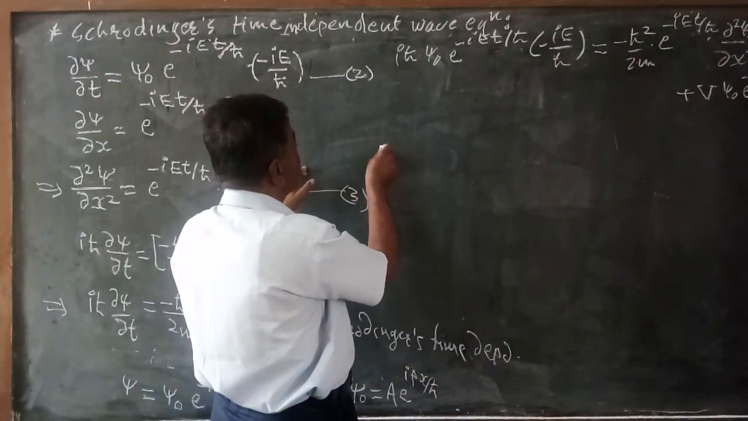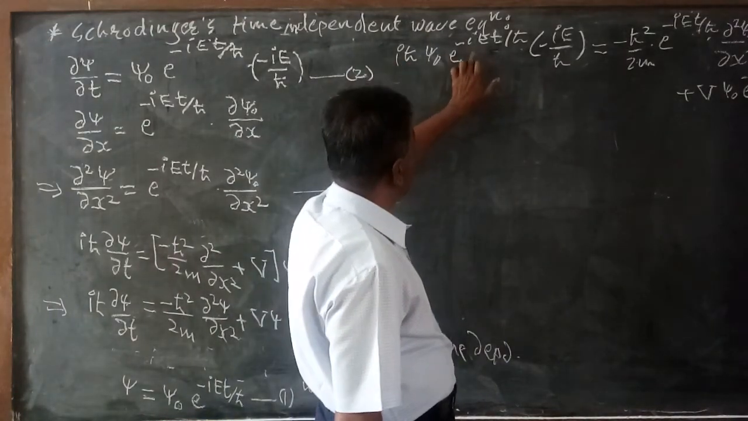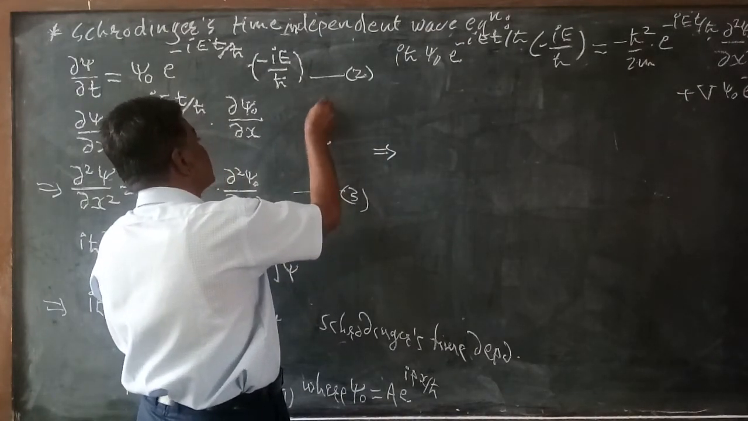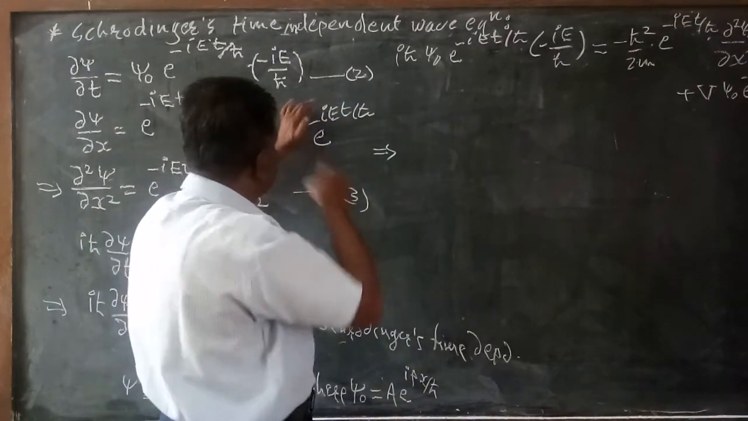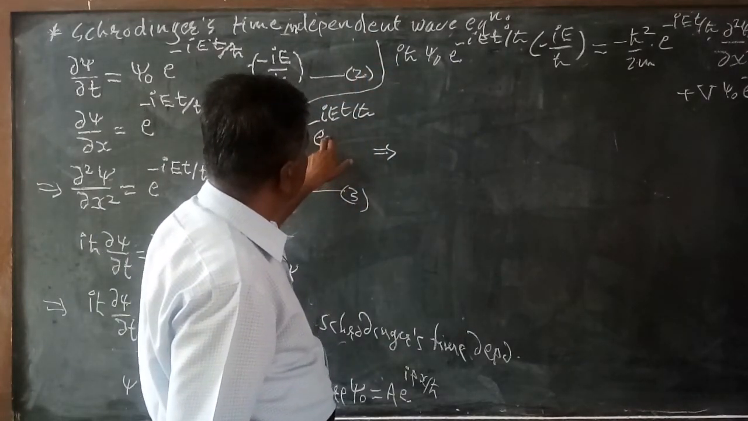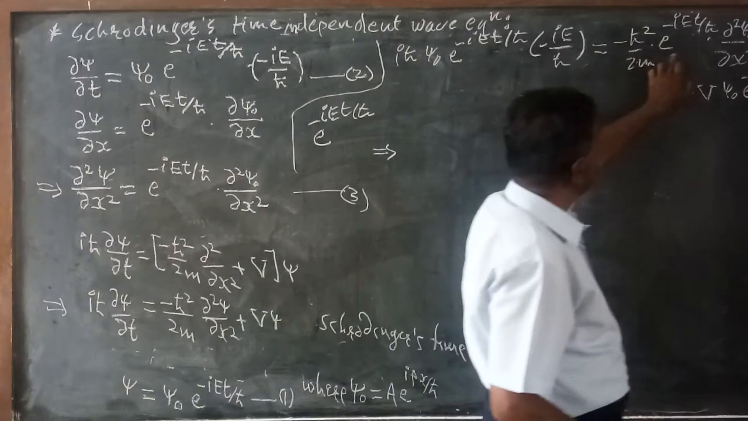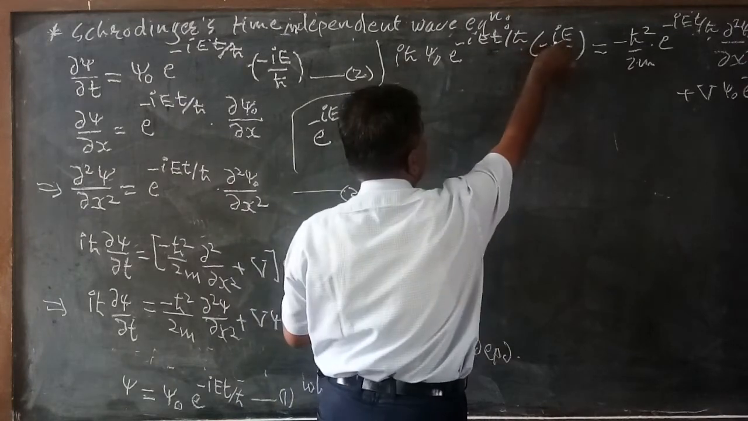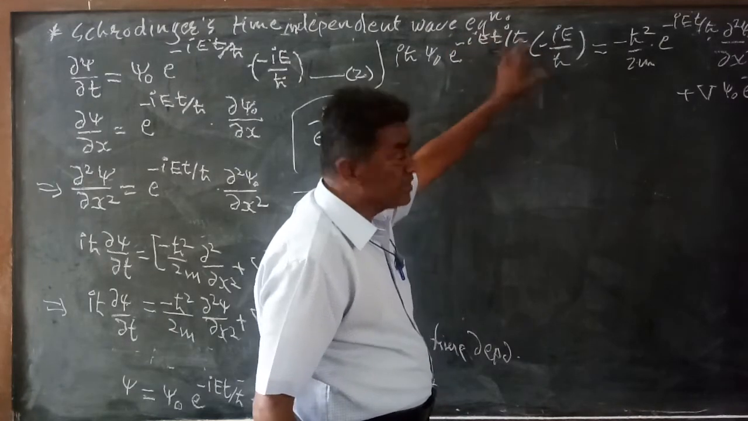Now how does this equation become? What we have to do here is divide the entire equation by e to the power minus iEt divided by h cut. So dividing this equation by the term e to the power minus iEt divided by h cut, this gets cancelled, this gets cancelled, and simplifying, what we will get is that here i becomes i square, and it becomes minus 1, and this minus and that minus become plus 1.